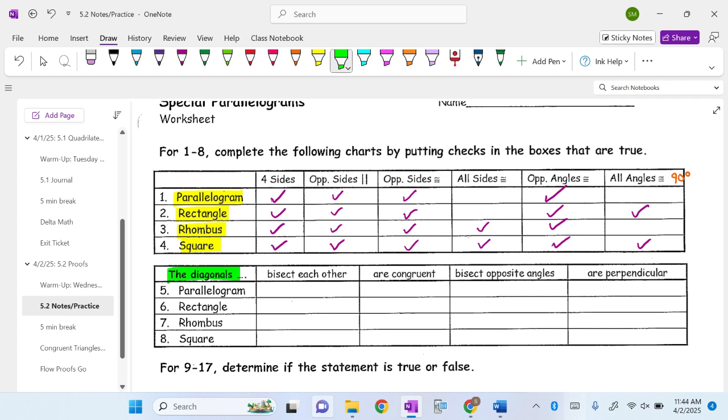So this is a review from yesterday. First off, bisect each other. What does that mean? If they bisect each other, they cut in half. What gets cut in half specifically? So for example, if I have this parallelogram, I will say that a parallelogram's diagonals bisect each other. What does that mean? So it cuts it in half, but what gets cut in half?